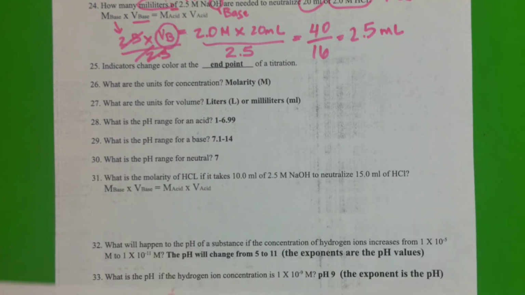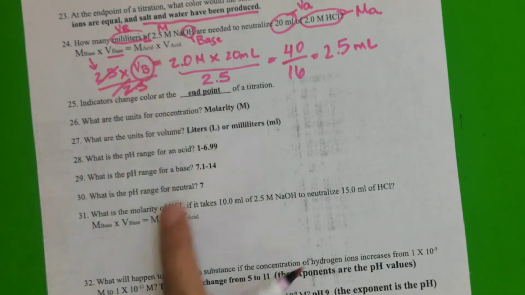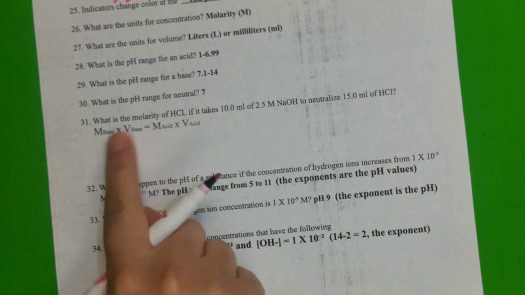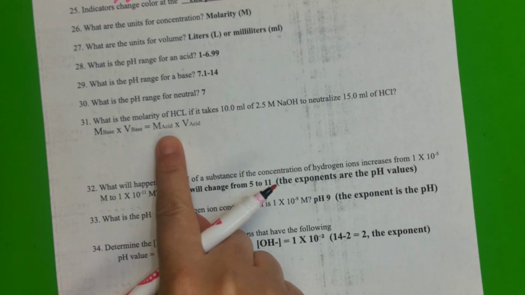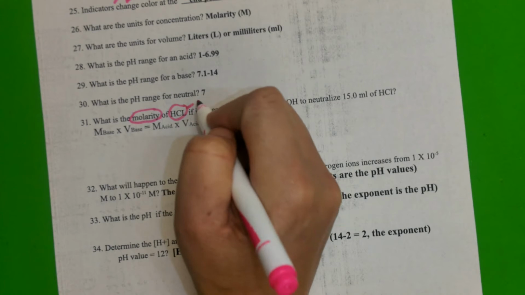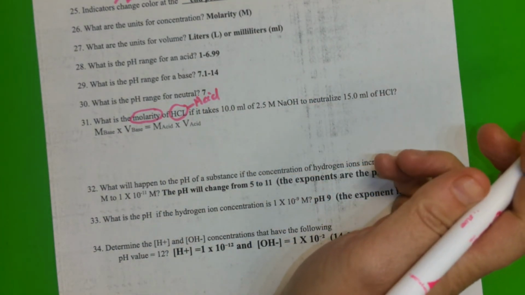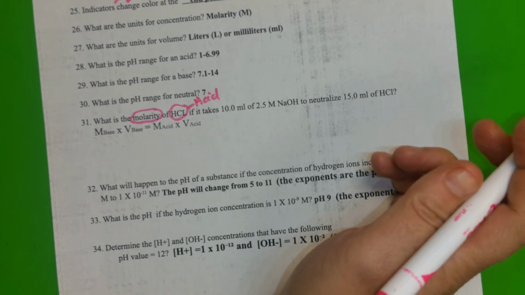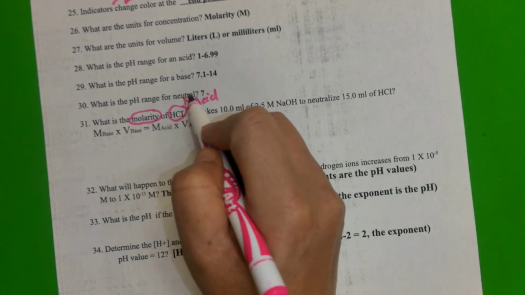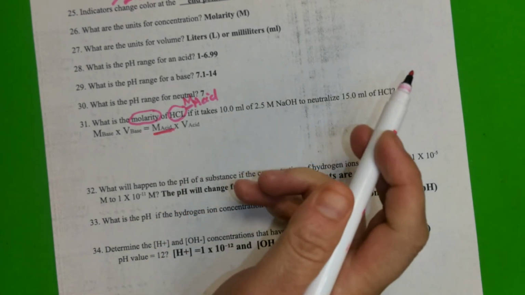And now this is another calculation, except now, instead of volume, we're going to solve for molarity. But you basically do the same thing since you're multiplying on both sides. So again, what is the molarity of HCl? That means this is an acid. So they're looking for the molarity of the acid. This is the one that you need to isolate.